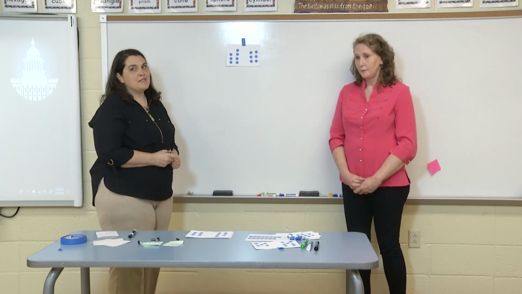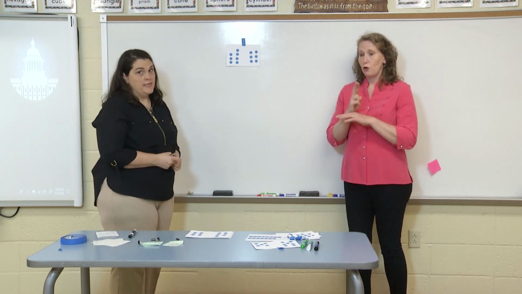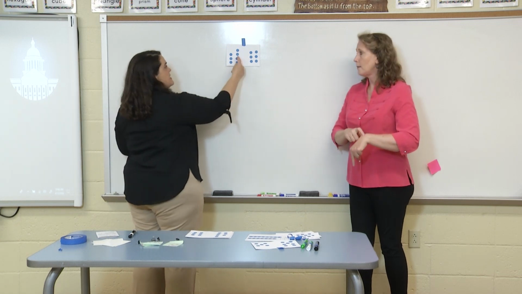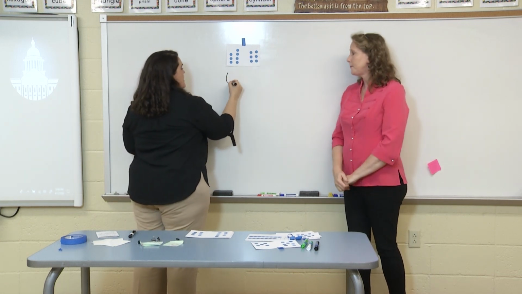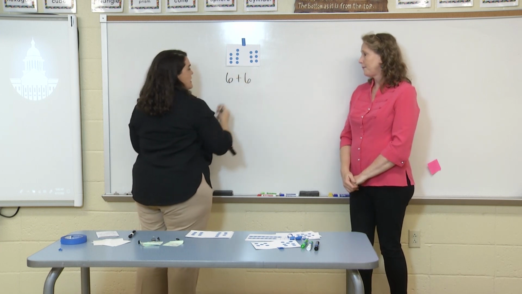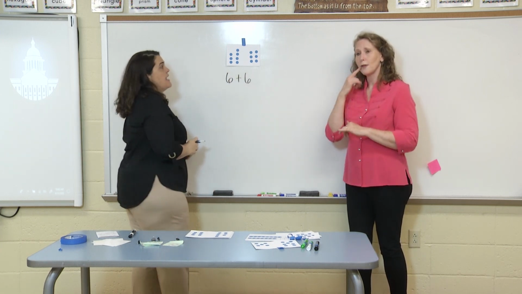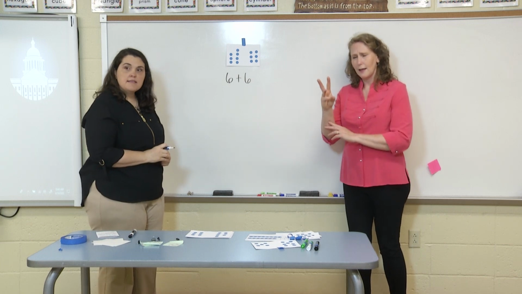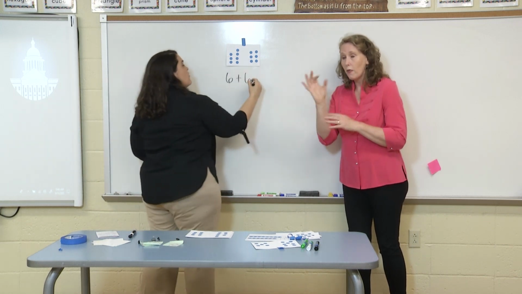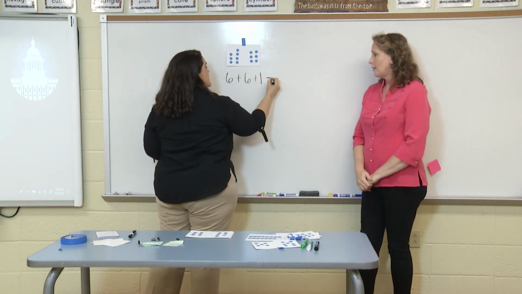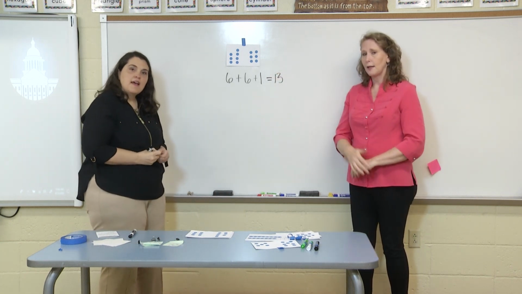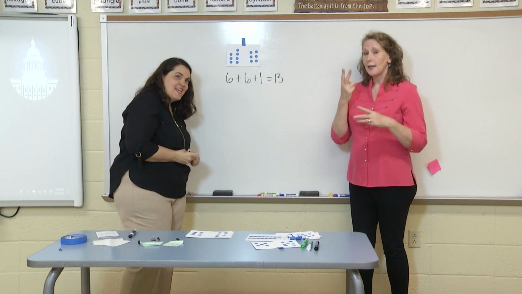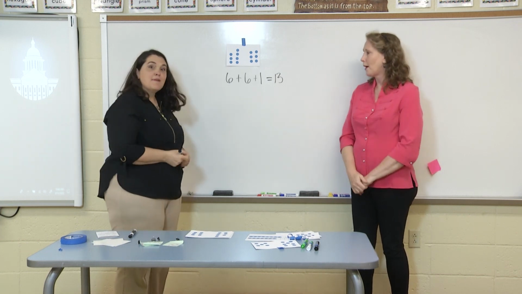If you're like my best friend who uses doubles all the time, then you might see 6 and 6. We write 6 and 6 like this. 6 and 6. Is that all the dots? Oh no, there's that one more. 6 and 6 and 1 are 13. Is that the only way to see it? No. What are some other ways?